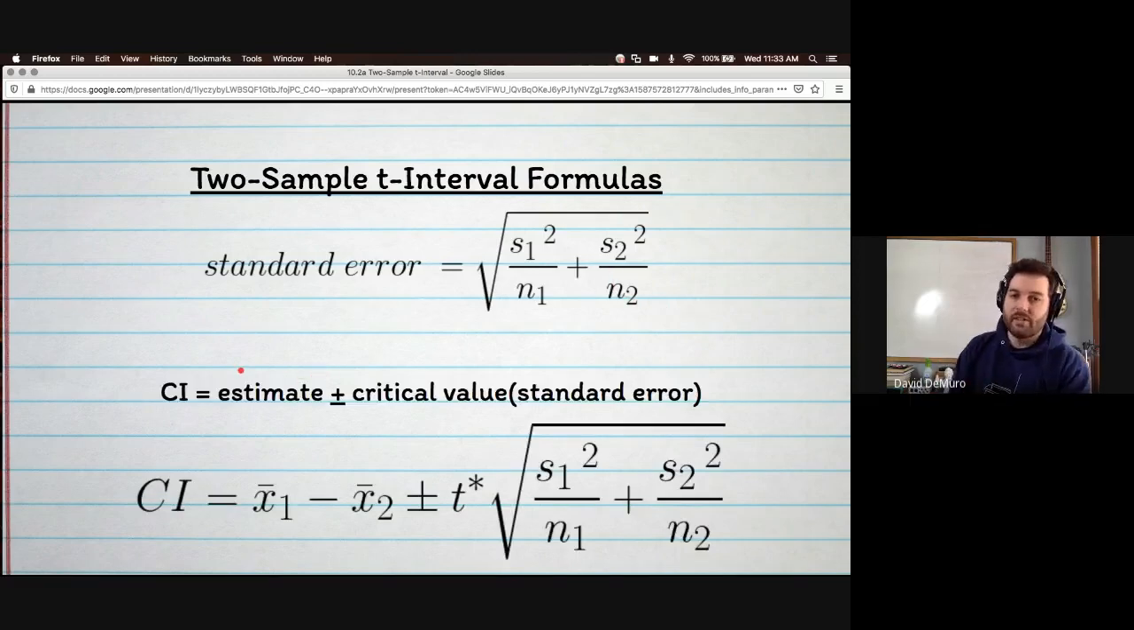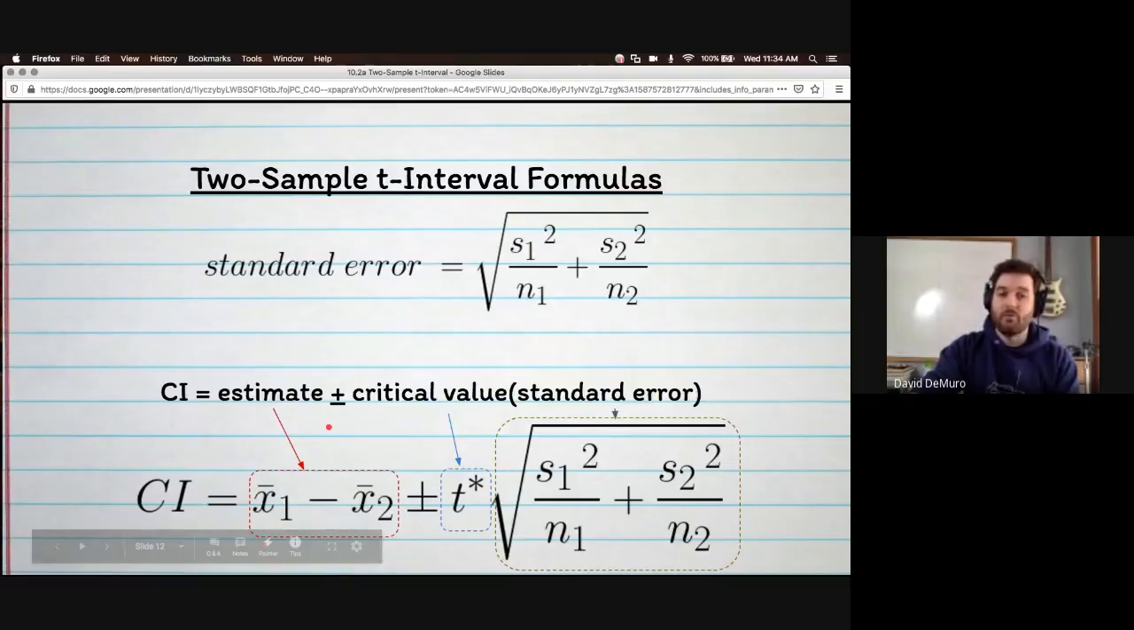The confidence interval formula is going to follow the same structure of all the other confidence intervals we had. It's the estimate plus or minus your critical value times your standard error, or standard deviation of the statistic. Well, the estimate is your estimated difference, so mean 1 minus mean 2, your sample mean 1 minus sample mean 2. The critical value is the number of standard deviations you'd go to capture the percentage that matches your confidence level. And that's t star. You're going to find that on the table. And the standard error is this formula up here, square root of s1 squared over n1 plus s2 squared over n2.